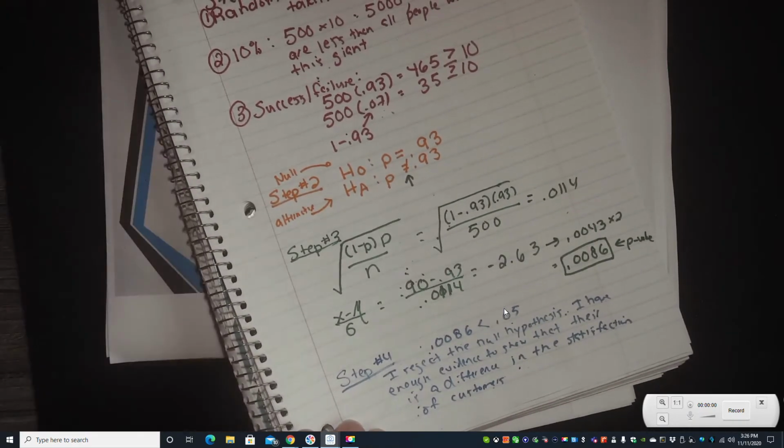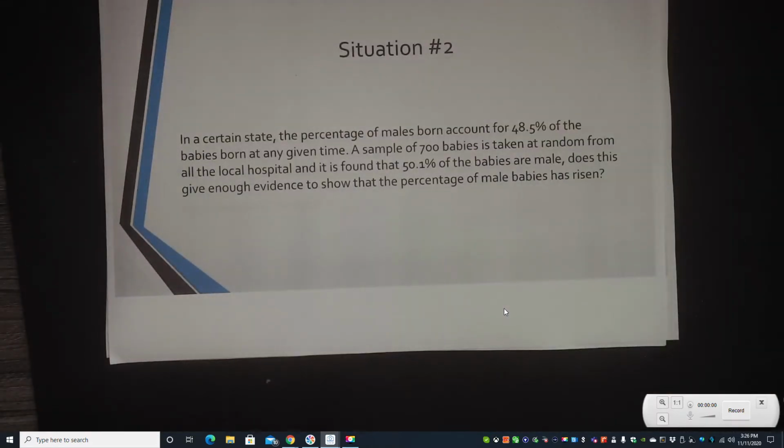Okay. So let's take a look at a second example. Situation 2: in a certain state, the percentage of males born account for 48.5% of the babies born at any given time. A sample of 700 babies is taken at random from all the local hospitals, and it's found that 50.1% of these babies are male. Does this give enough evidence to show that the percentage of male babies has risen?